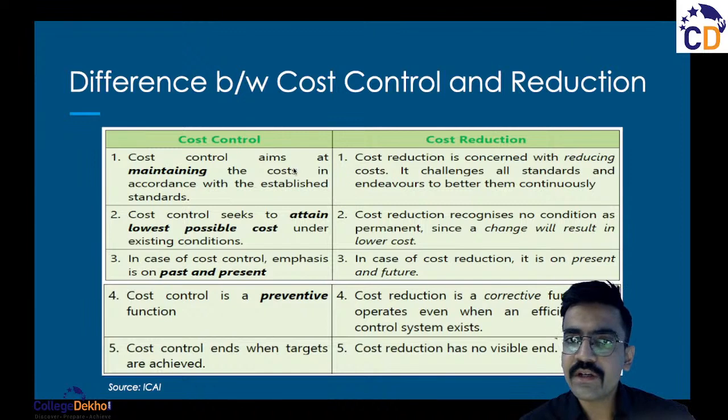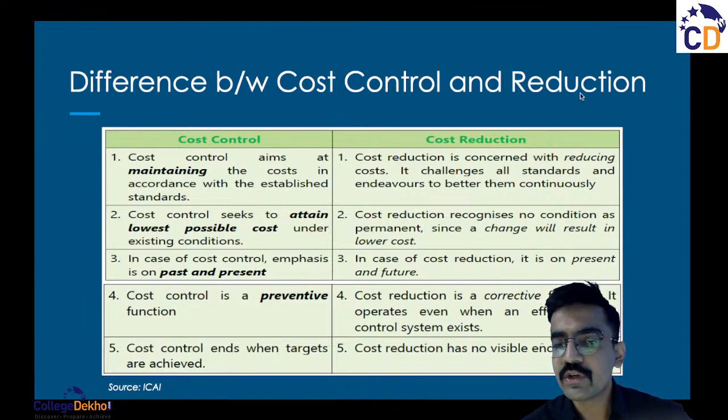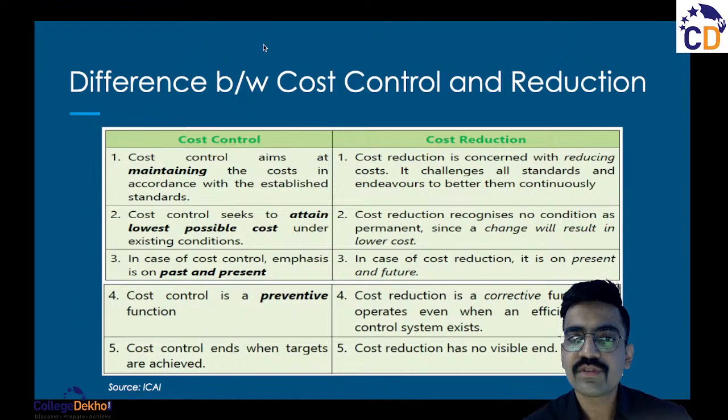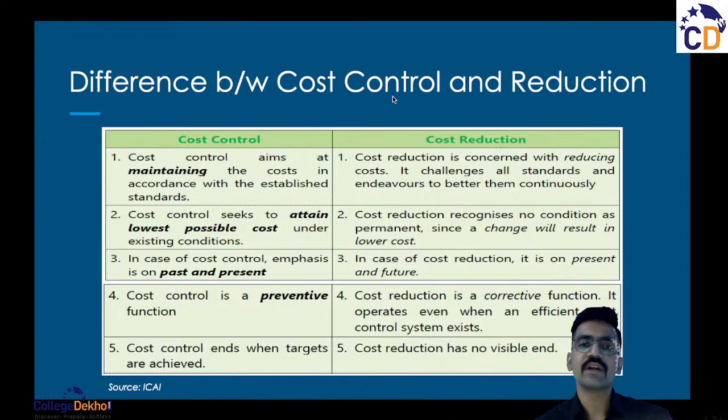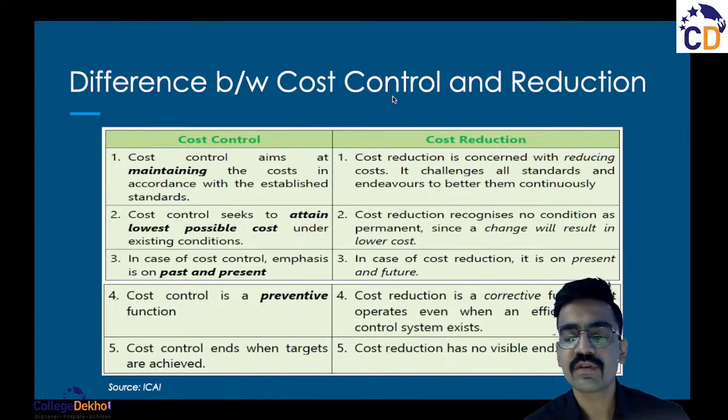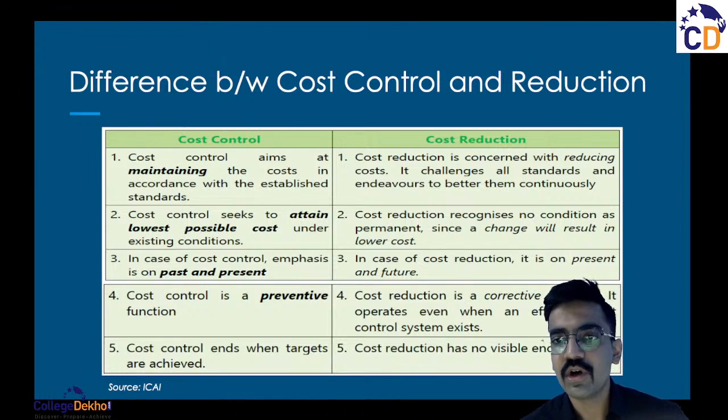So we understood that cost control and cost reduction are two different aspects that are related to the cost that a company incurs, and by now we have understood that cost control is just concerned with the controlling aspect of the cost, but the reduction aspect is not just concerned with the controlling aspect, but it is also concerned with reducing the cost that is already there, that already exists in the books of accounts of a company, that already exists in the day-to-day operation of a business.